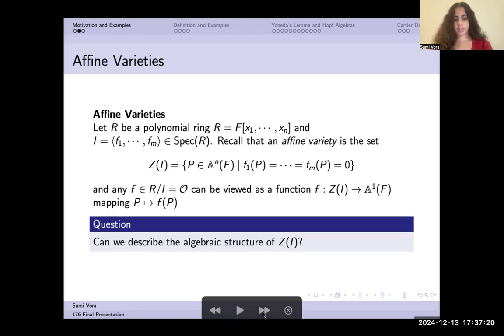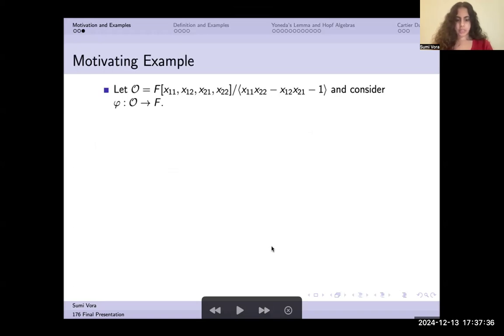And then in class, we talked about Z_I in terms of its topological properties, right? But for affine group schemes, our motivating question is more whether we can describe the algebraic properties of Z_I. Just as a little motivating example, we're going to consider a polynomial ring on four variables, x11, x12, x21, x22. And then our prime ideal is going to just have one polynomial, x11 x22 minus x12 x21 minus 1. So the things in Z_I in this case are basically just the 2 by 2 matrices with determinant 1, right?